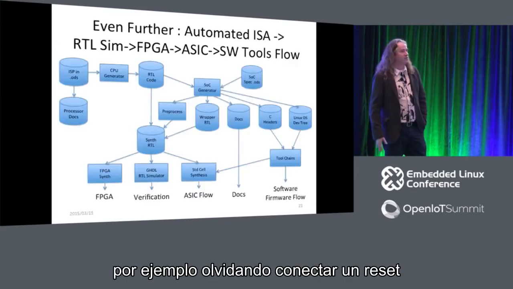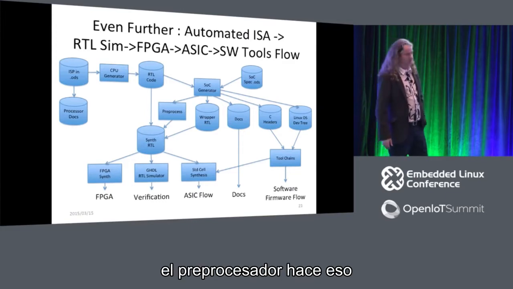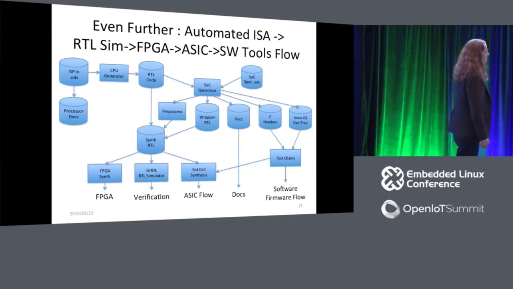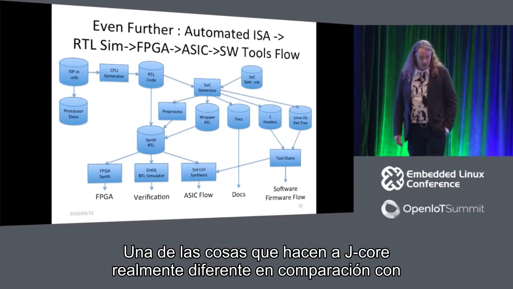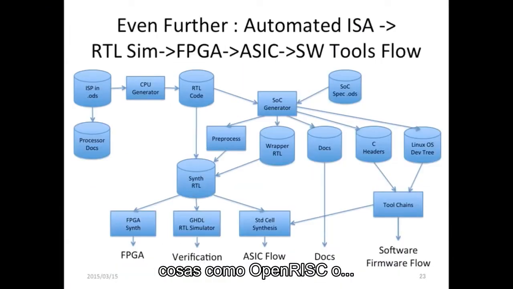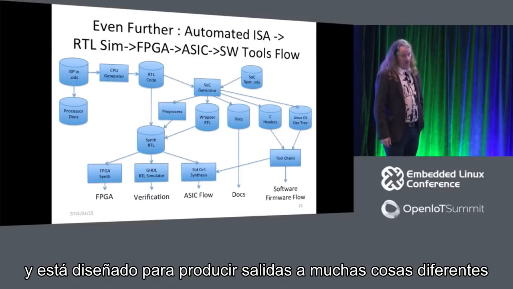Forgetting to connect, for instance, reset, or forgetting to pre-initialize things. The preprocessor does that. And this is one of the things that makes jcore really different from something like OpenRISC or Leon. A lot of it is auto-generated, and it's designed to produce outputs for various different things.